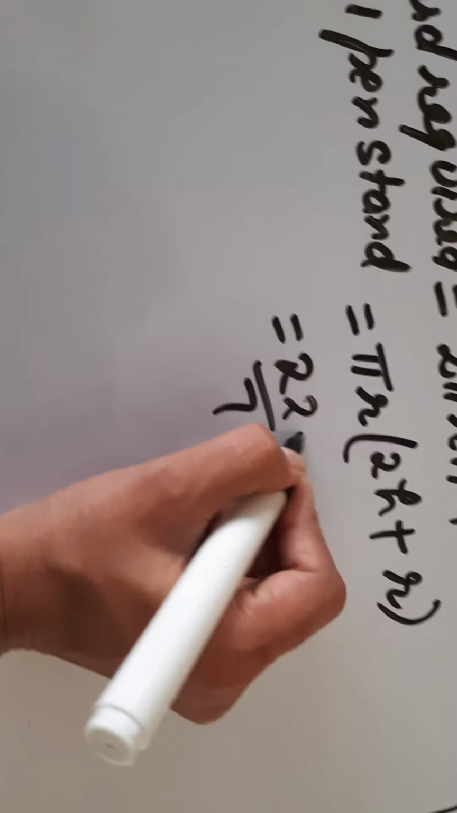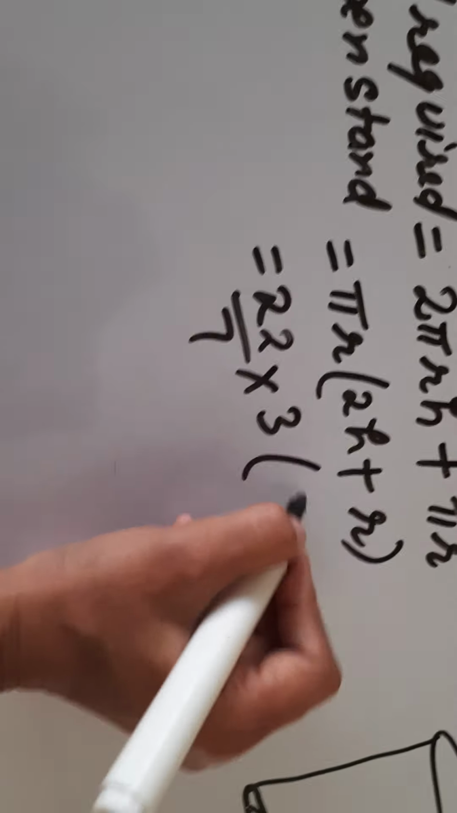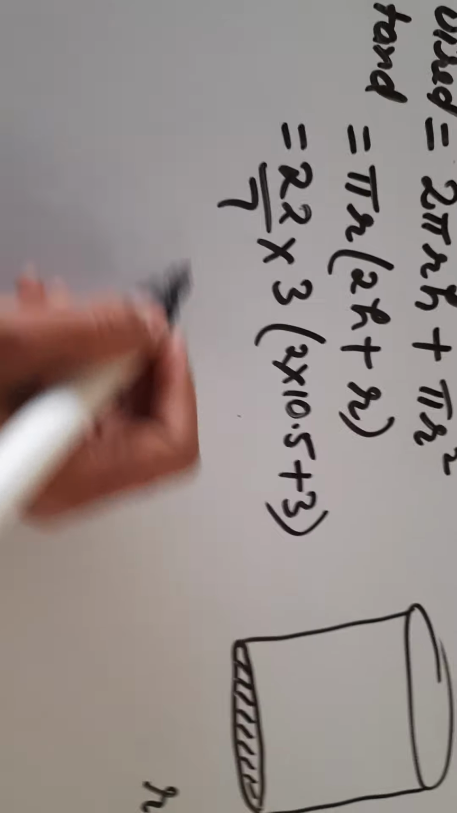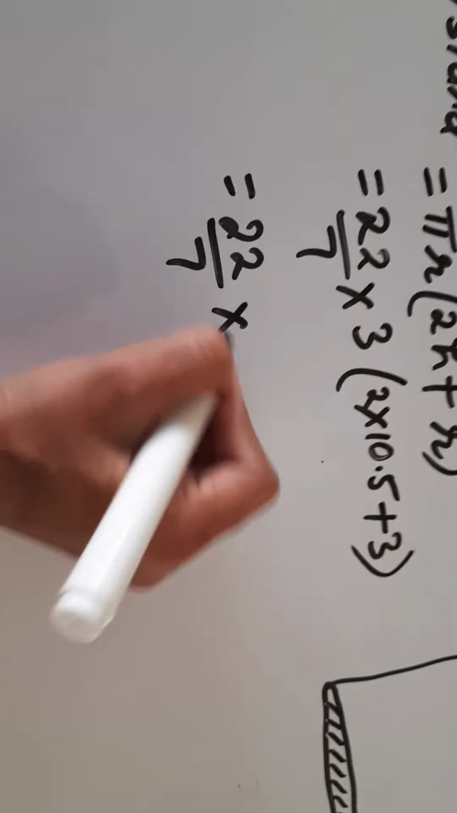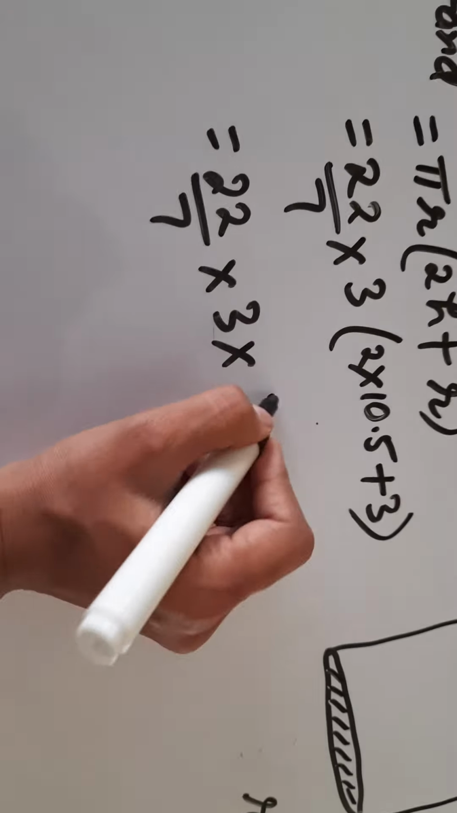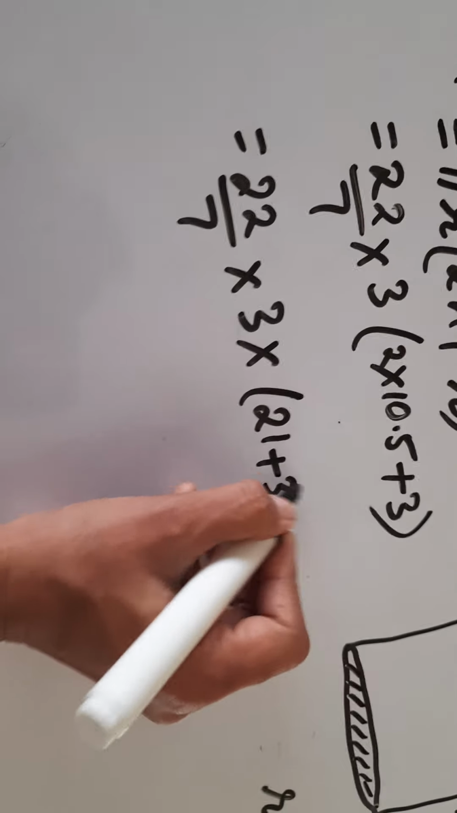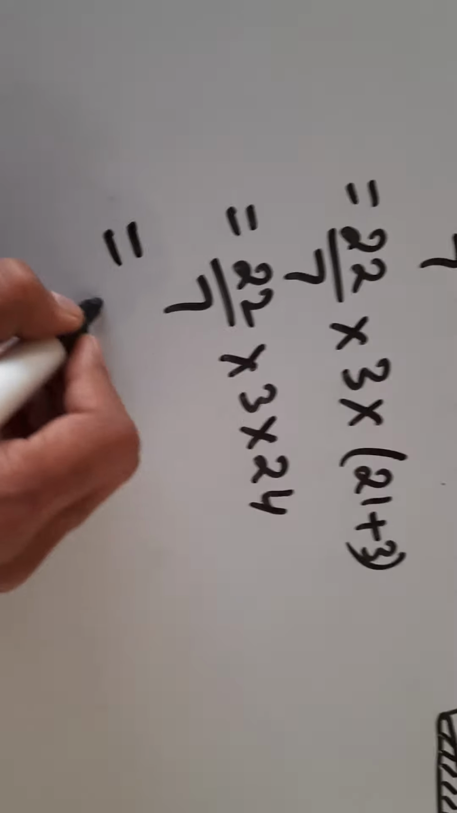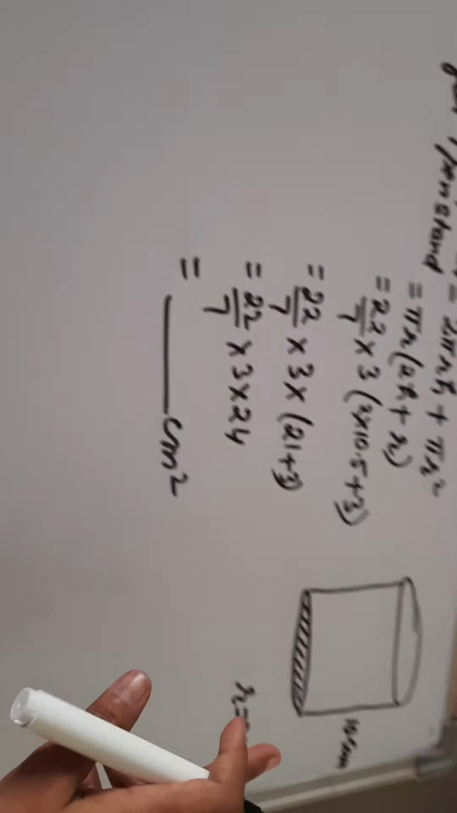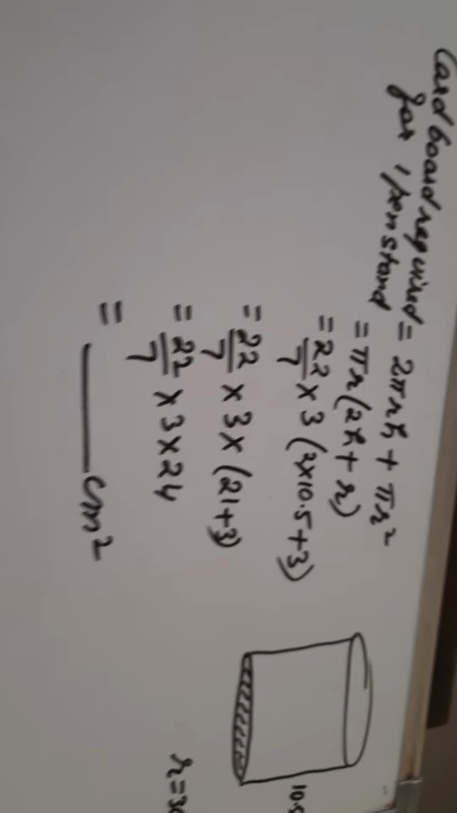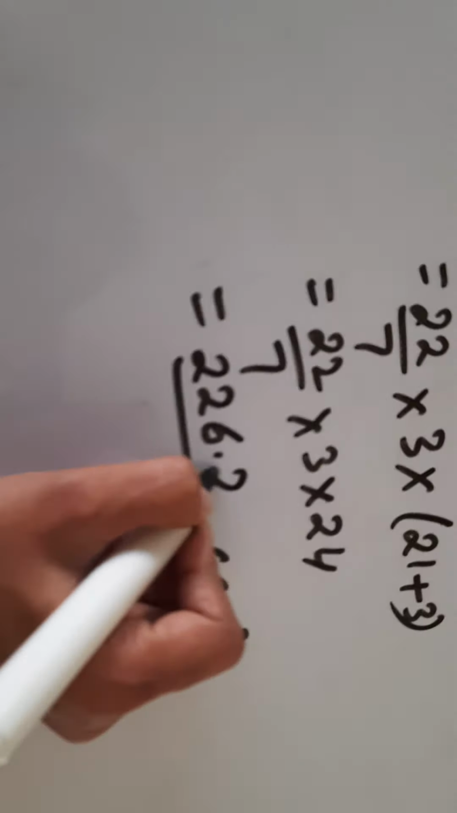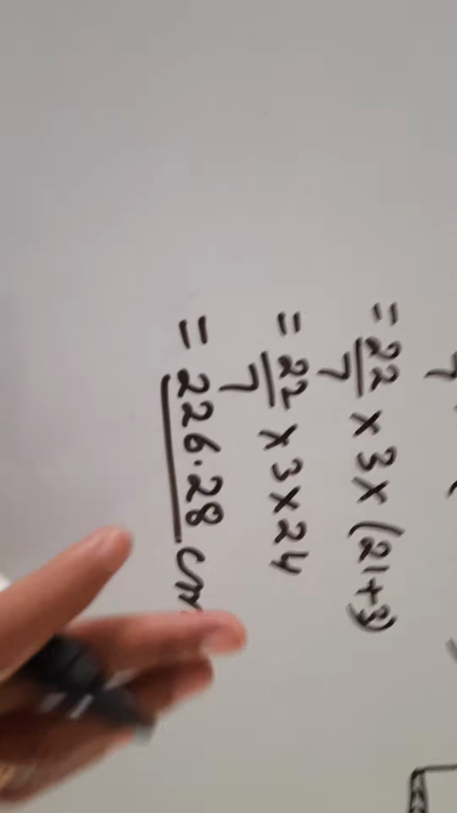So just put the values. 22 by 7 into radius 3 into 2 into height is 10.5 plus radius is 3. So just calculate it and multiply it. This will be 21 plus 3, that is 24. 22 by 7 into 3 into 24. You will get the cardboard required for making one pen stand. So let us calculate it. By calculating it, you will get 226.28 centimeter square. We'll take it up to 2 decimal places.